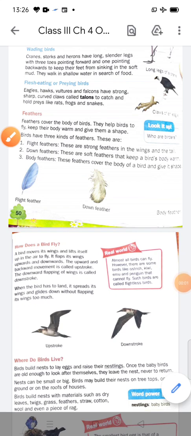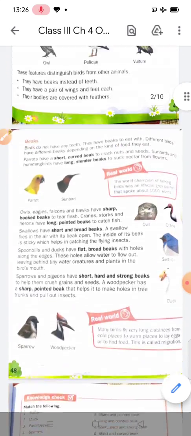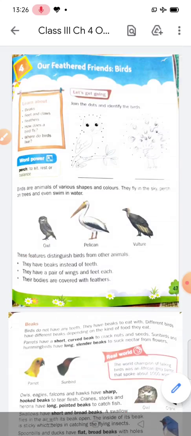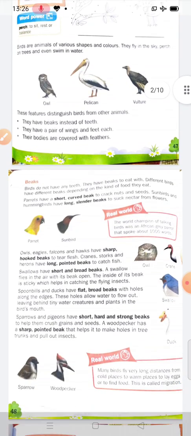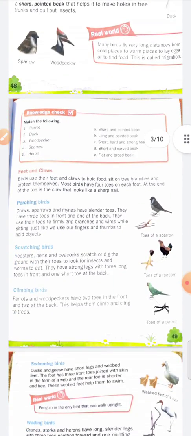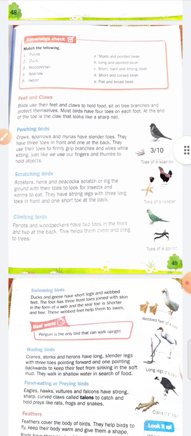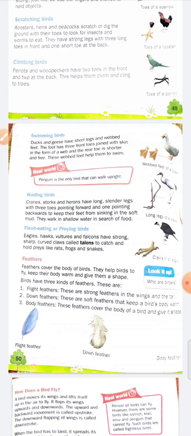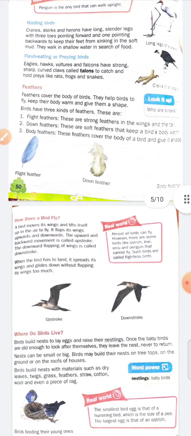Good morning students. In the previous lecture we were discussing chapter number 4, Feathers, Flight, and Birds. And students, we have discussed in this chapter feet and claws. Now students, in this lecture we will discuss the next topic, which is feathers.